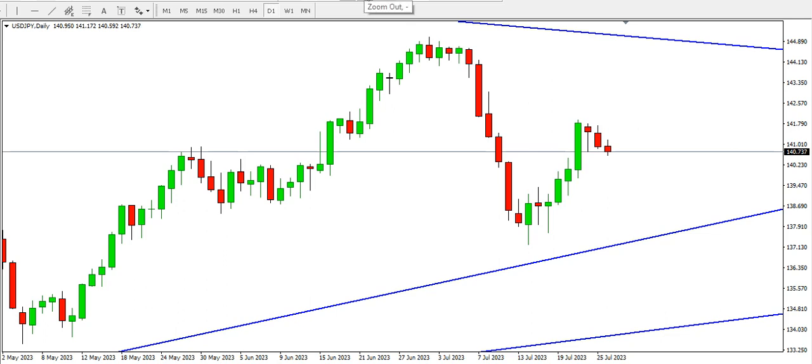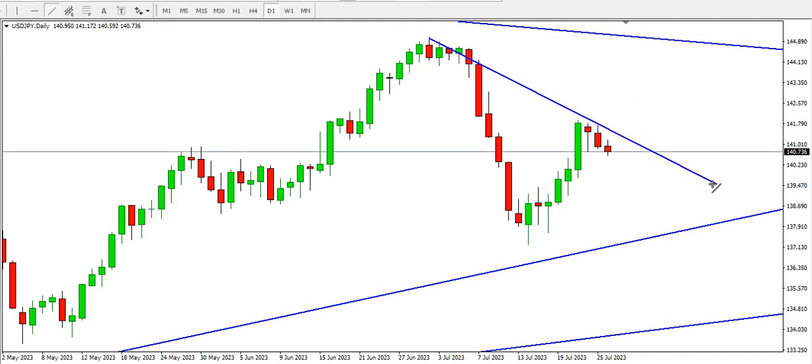USDJPY price is ranging. We have a low, a high, higher low, higher high. Now we have a lower low. Okay, this low is lower than this low, and then we have a lower high. So it's not really clear, but for now price is ranging.